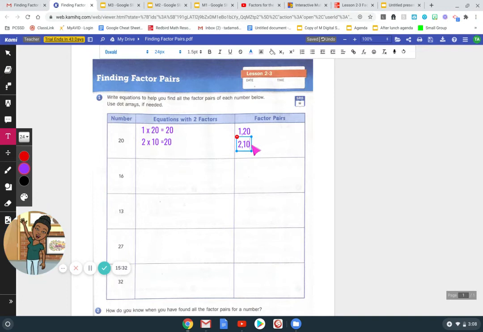Remember, your factor pair is not the actual problem. You're just listing the factors that you used, the two numbers that equaled your total. And in this case, it was 2 and 10.